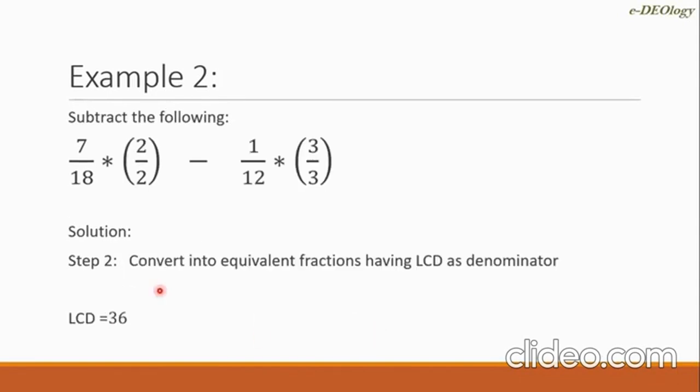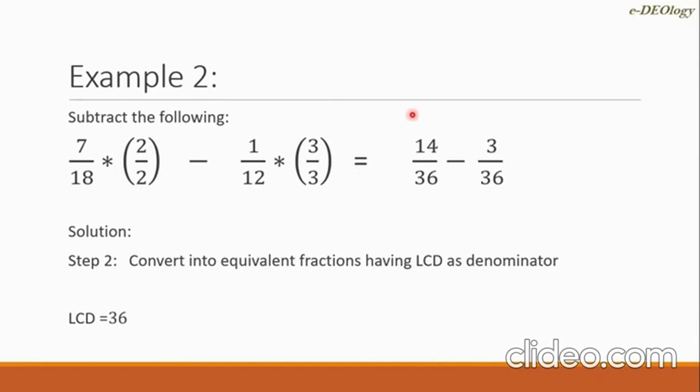So for step 2, we are now to convert the fractions into equivalent fractions. We want to convert this 18 into the LCD 36, so we multiply 18 by 2. So in here, it is 2 over 2. On the second fraction, the 12 must be multiplied by 3 so that it will get 36. So this fraction is 3 over 3.